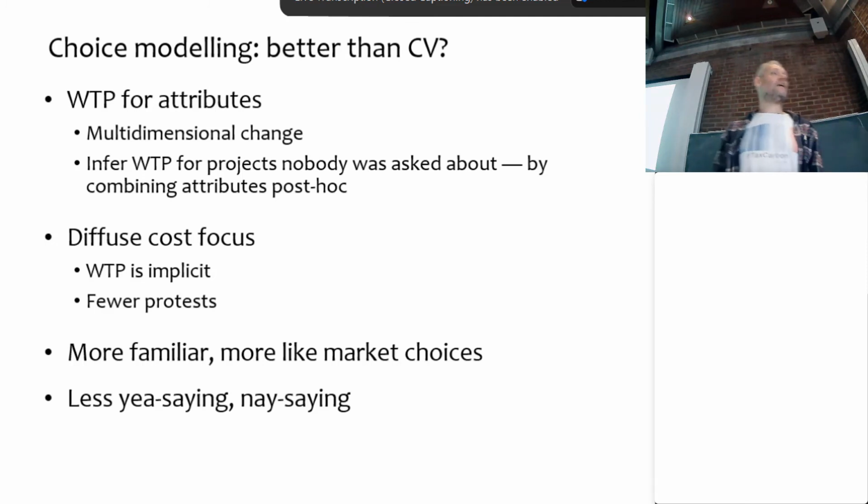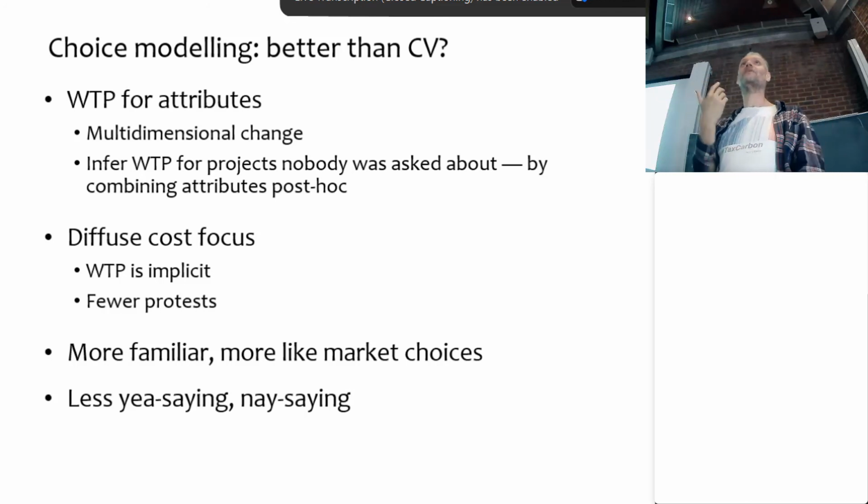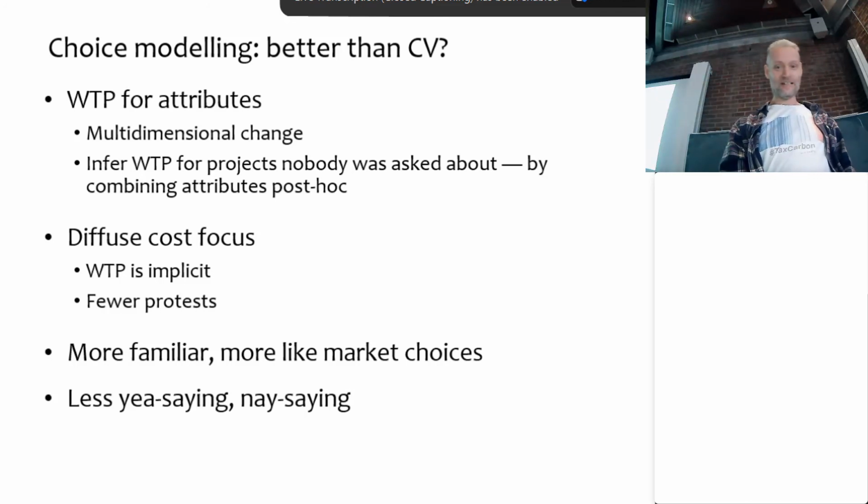The good thing, as I said, is that this is much more familiar. You diffuse the cost focus, so you would have far fewer protest votes. You're asked to choose between an option, so you're not seduced to say yes because you like things, or say nay because you don't like things. You're actually much more likely just to state your preferences.